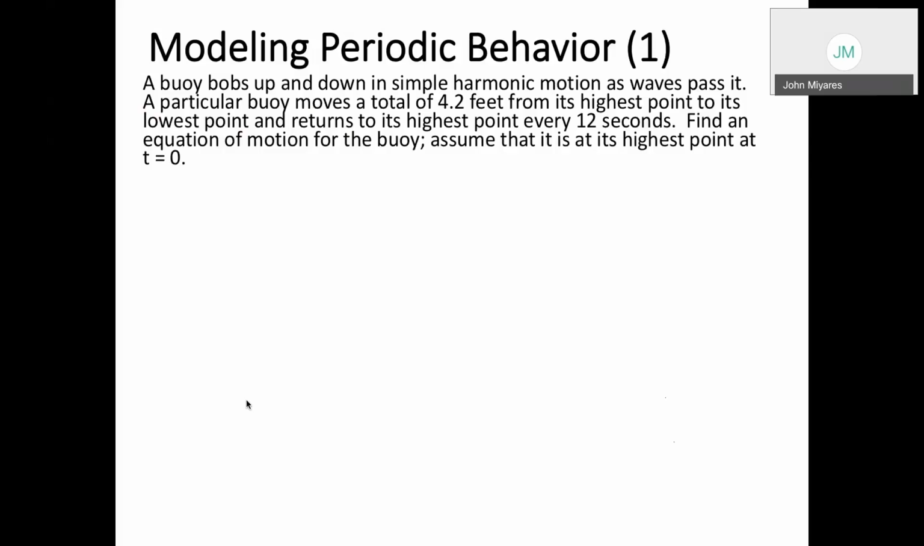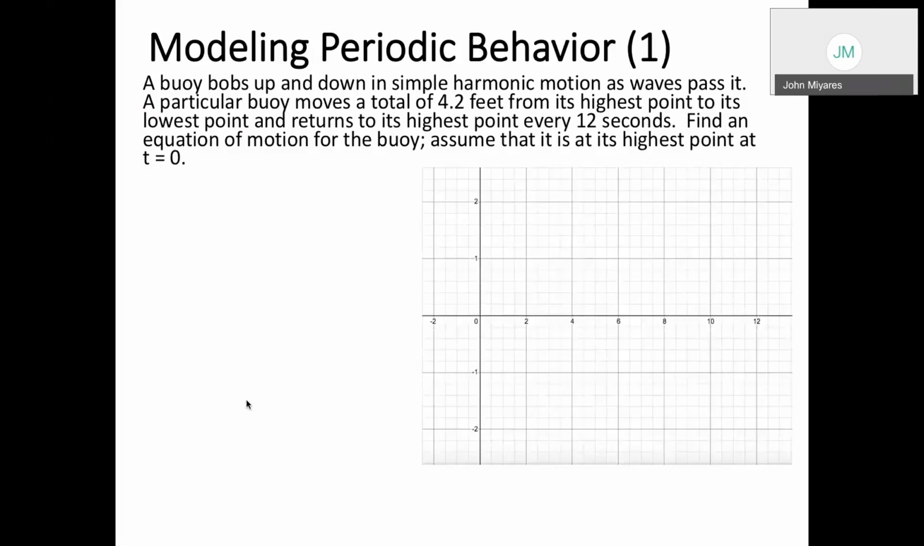The first thing we should probably do is try to draw a graph of this situation. Let's assume that at equilibrium level, we are going to be at calm sea. I'm going to call that right here at y equals 0.